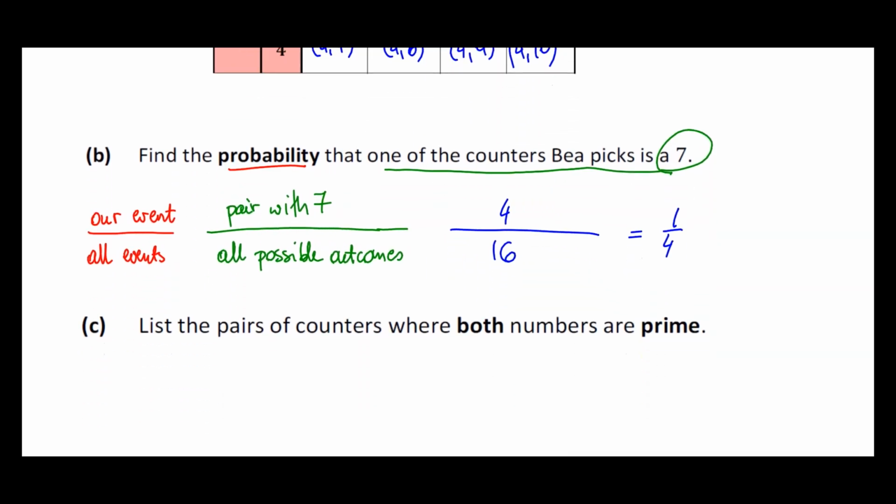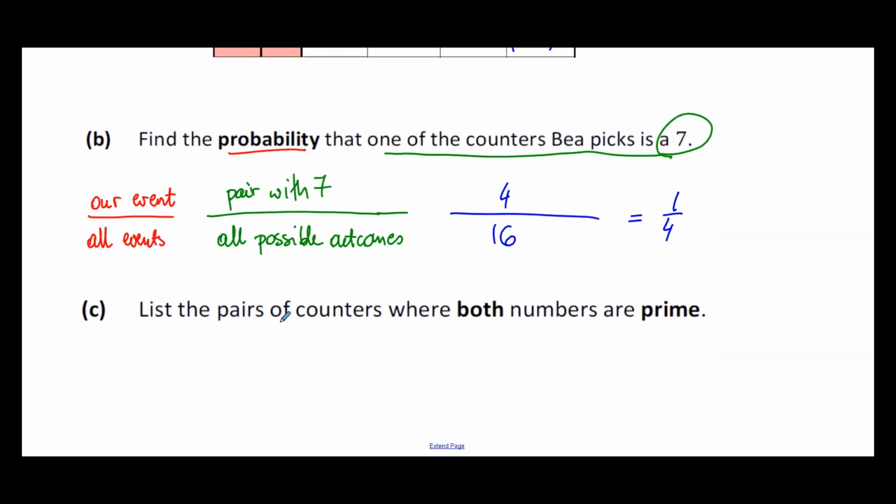Okay, let's have a look at the last part of this question. List a pair of counters where both numbers are prime. So look at the words that are highlighted, both and prime. Well, first of all, what is a prime number? That's what we need to understand. A prime number is a number that divides only by itself and 1, excluding 1. So 1 is not a prime number, but every other number that can only be divided by 1 and itself. Okay, and both of them have to be prime.